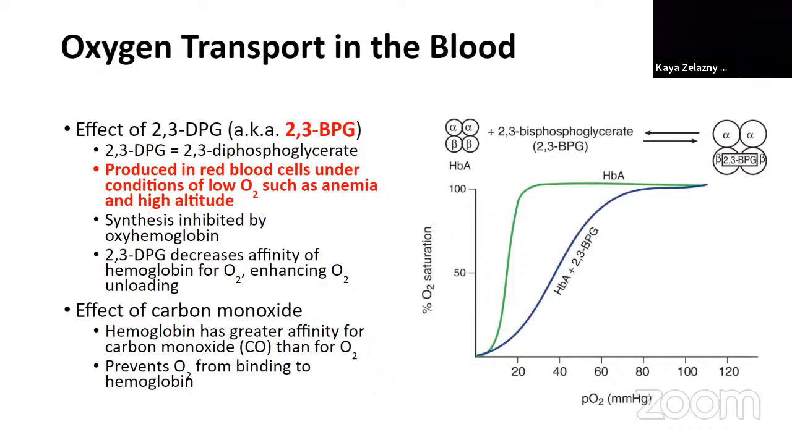So those are three chemical effects on this curve. We'll talk next time briefly. Temperature also has an effect, but spoiler alert, active tissue, higher temperature, more unloading. Carbon monoxide is kind of a separate thing. It binds in that same spot where oxygen would, so it's not about the curve, it's about taking up that physical space.